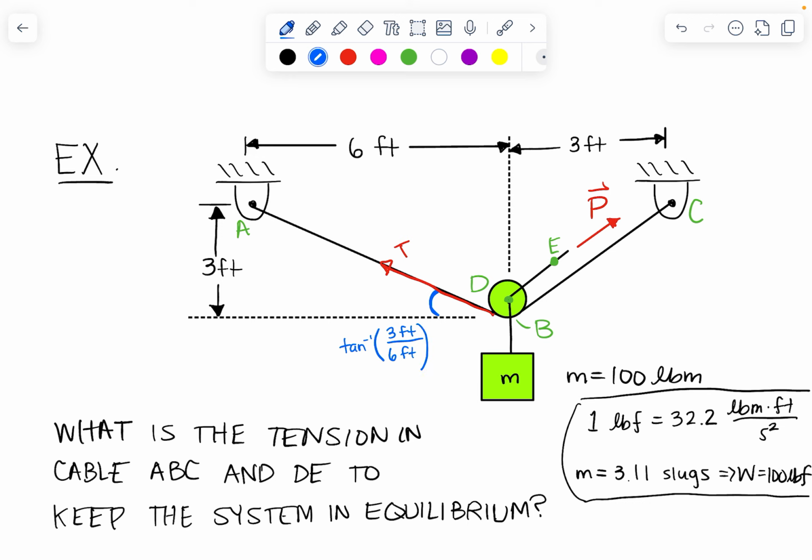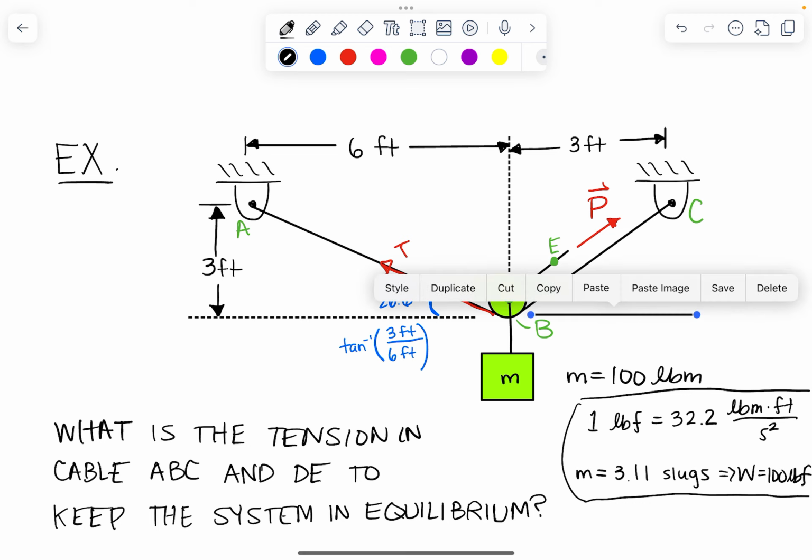So you guys see that, right? That I'm forming a triangle here that is this 3 feet by 6 feet along the length. And so when I plug that into my calculator, I get 26.6 degrees here.